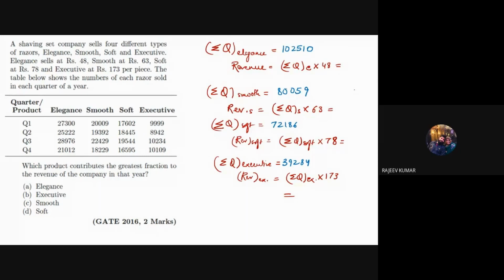So we just multiply it with this one. Tell me which one it is. Sir, yes, sir, executive. Executive, right? So your correct answer will be B, executive, which will be contributing the most. And I guess the answer will be 6796132. Yes, sir. So in the same way, you can calculate and compare each one here.